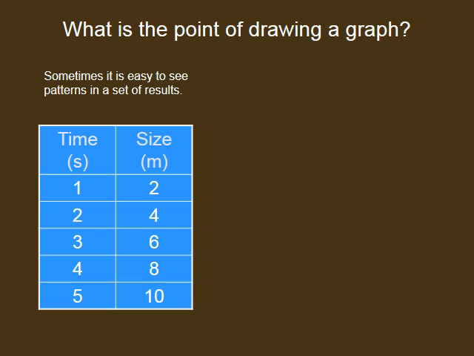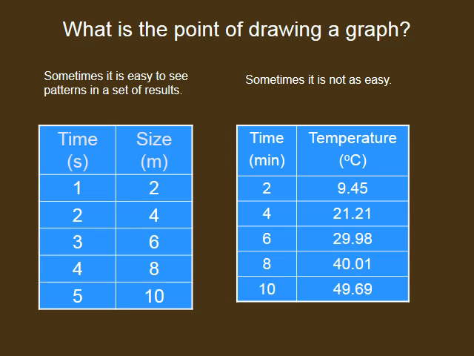Okay, sometimes it's easy to see a pattern of results. So here we have time in seconds and size in meters. You can clearly see as time increases, the size increases as well, double the time. However, sometimes it's not that easy. So here we have some data of time in degrees Celsius, and it's a bit more difficult to see the relationship between time and the temperature. This is where graphing comes in. So graphs help us see mathematical relationships and patterns.